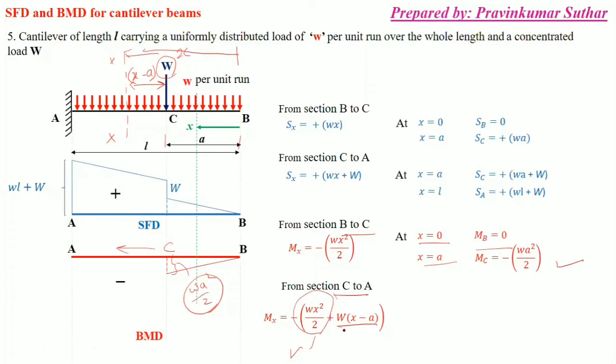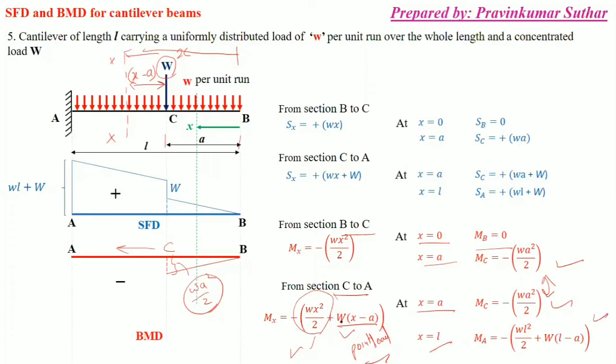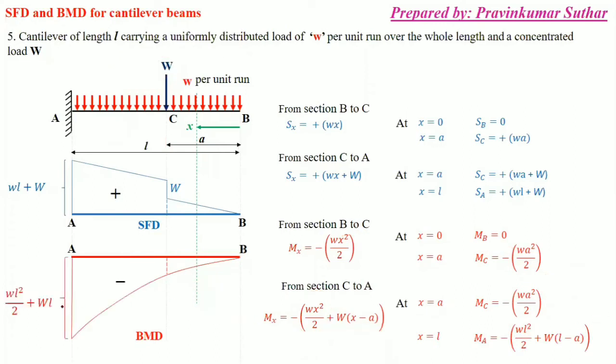So I have put here because of the point load. So after putting the value at x is equal to A, the value is same, and at x is equal to L, the value is this. So this one is the maximum value. So this is the maximum bending moment of the beam.